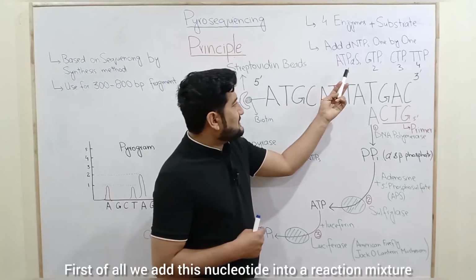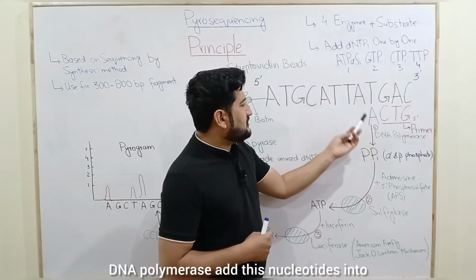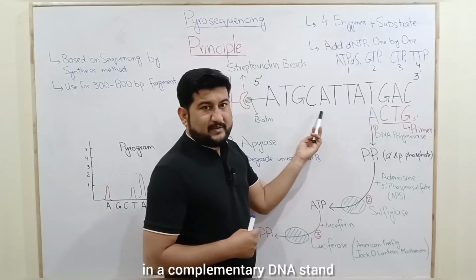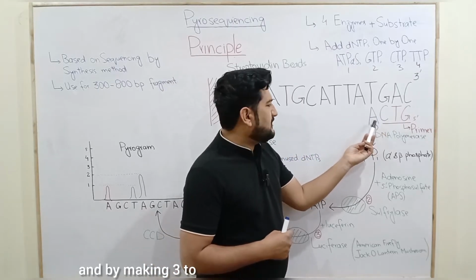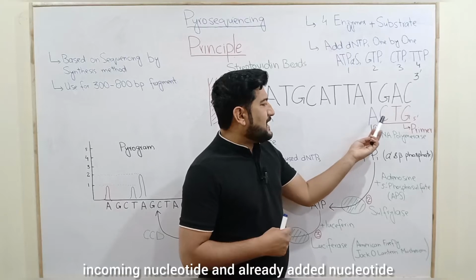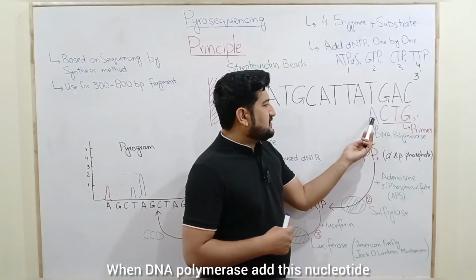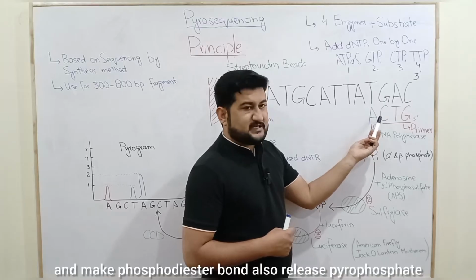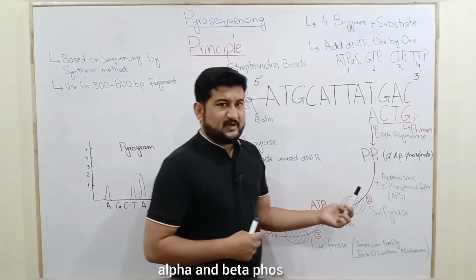First of all, we add this nucleotide into a reaction mixture. DNA polymerase adds this nucleotide to a complementary DNA strand by making a 3' to 5' phosphodiester bond between the incoming nucleotide and the already added nucleotide. When DNA polymerase adds this nucleotide and makes the phosphodiester bond, it also releases pyrophosphate, the alpha and beta phosphates.